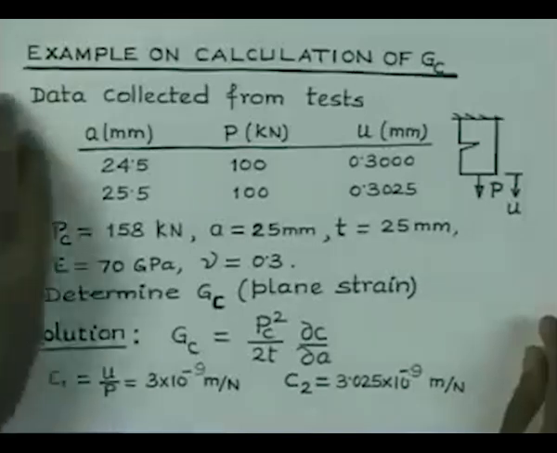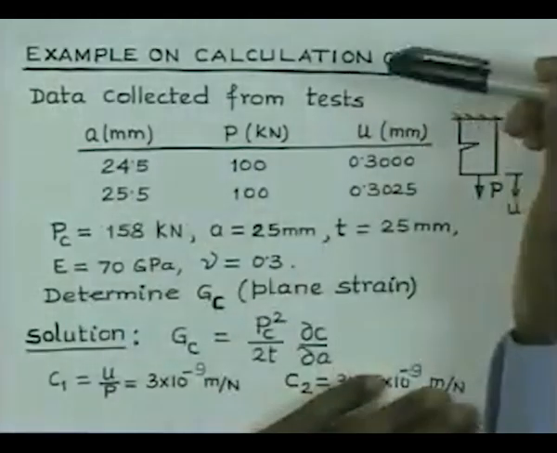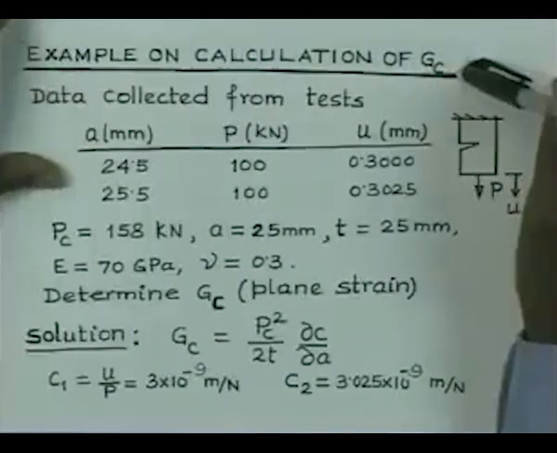Now, we would like to consider another example on the calculation on the Griffith theory. Herein we are interested in showing you how the fracture toughness can be calculated from experimental observations.